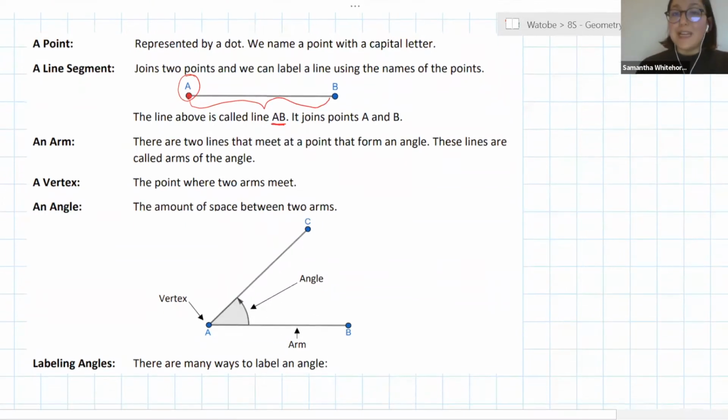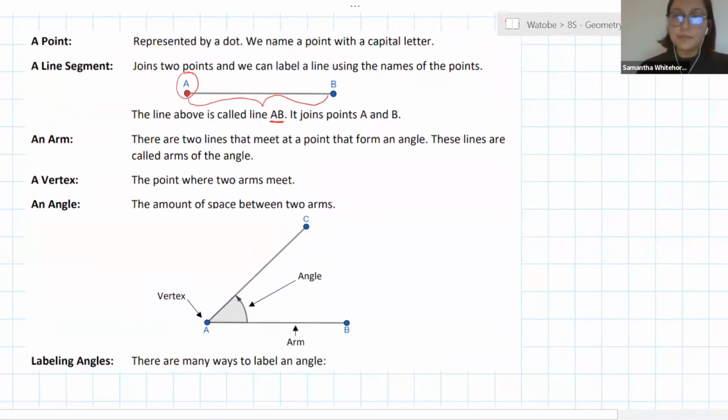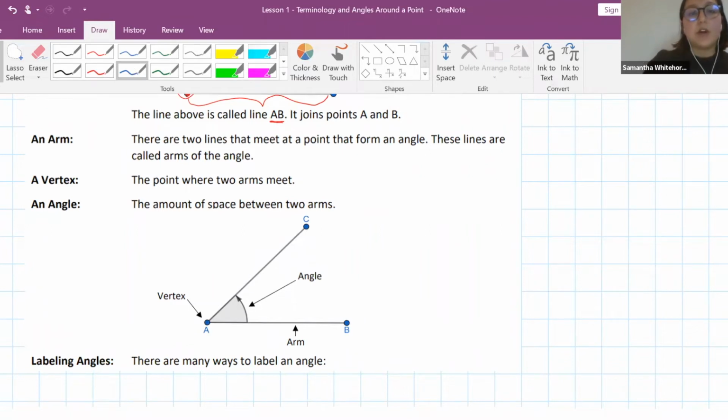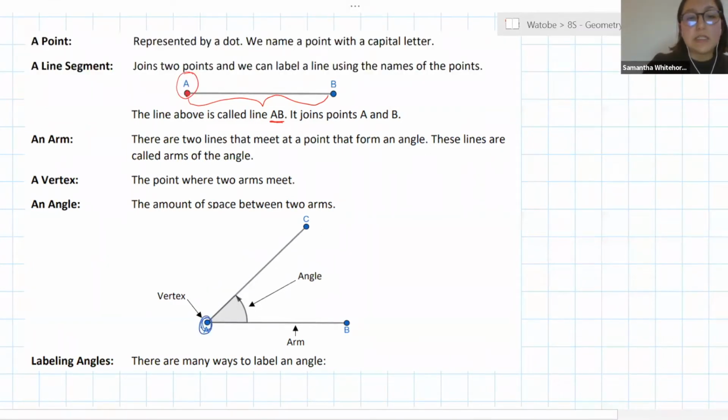They can also help us label angles, right? So angles are created between two line segments, and those line segments that create an angle we call arms. Two arms are needed to form an angle, and these arms meet at a common vertex. So this point down here in this diagram, A, and I've just scribbled all over it, of course. That point A is the common vertex from where the arms AB and AC come out and where they meet. The space between those two arms is then our angle.